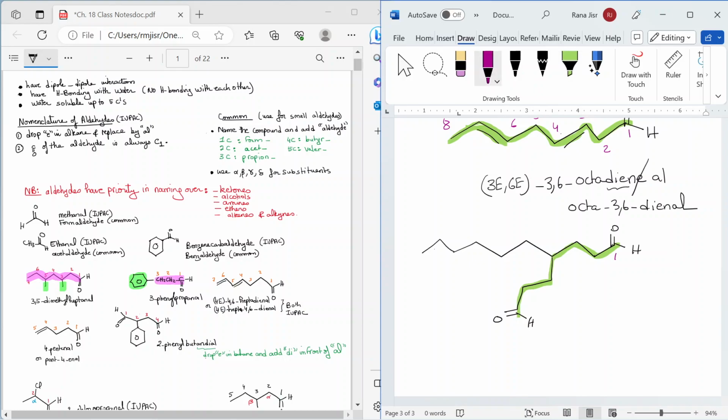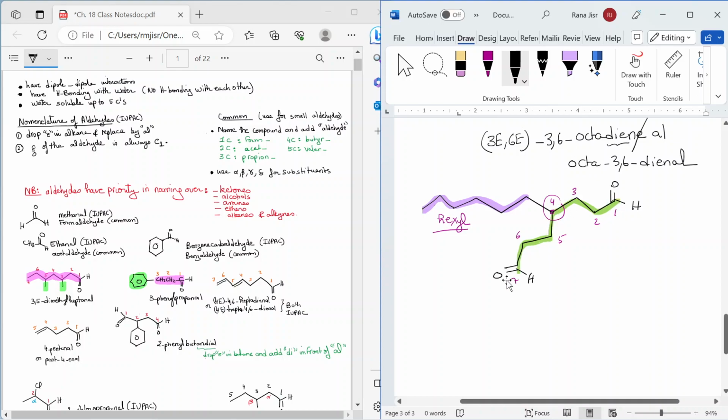Start numbering from any side of the aldehyde, but make sure that the first substituent gets the lowest number. So that is going to be 1, 2, 3, 4, 5, 6, and 7. Now I am going to treat this alkane to be a substituent. And this alkane is 1, 2, 3, 4, 5, and 6. And this is going to be a hexyl group. The hexyl group is on carbon number 4.